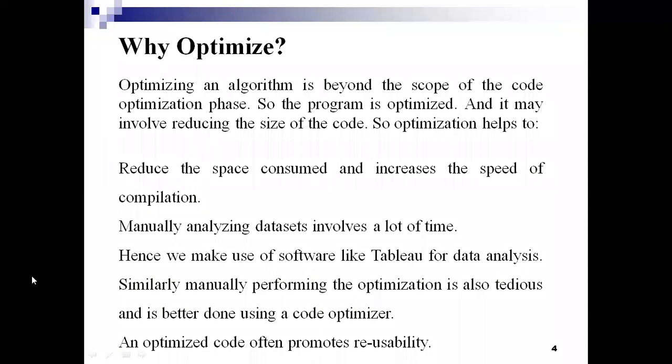And reducing the size of the code impacts two factors: space and time, right? Space and time. And time in the sense that the speed increases. Whenever the speed of the compilation increases, automatically we can reduce the space consumed, and it increases the speed of the compilation. And when I am calculating the time, the amount of time it takes is very less, right?